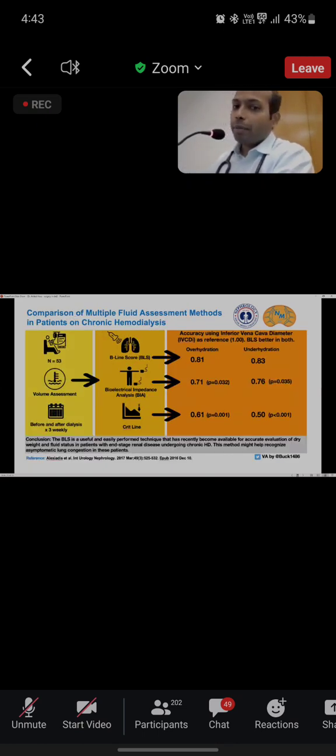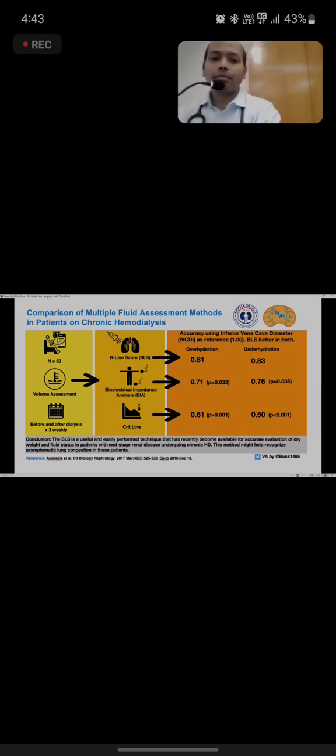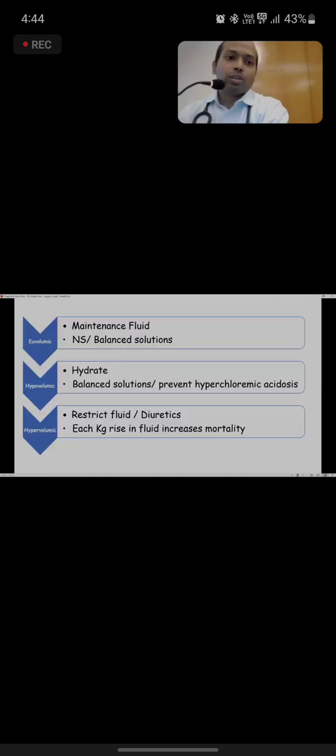Similarly, bioimpedance analysis and lung ultrasound are much better, easily available and accurate ways to measure the fluid status. So even in a non-dialysis patient, bioimpedance gives a good idea. When the patient doesn't have crepts or any edema, the patient is euvolemic, so give maintenance fluid, normal saline or a balanced solution. If the patient is hypovolemic, hydrate well with a balanced solution. Avoid large volume salines or hyperchloremic fluids to prevent hyperchloremic acidosis.